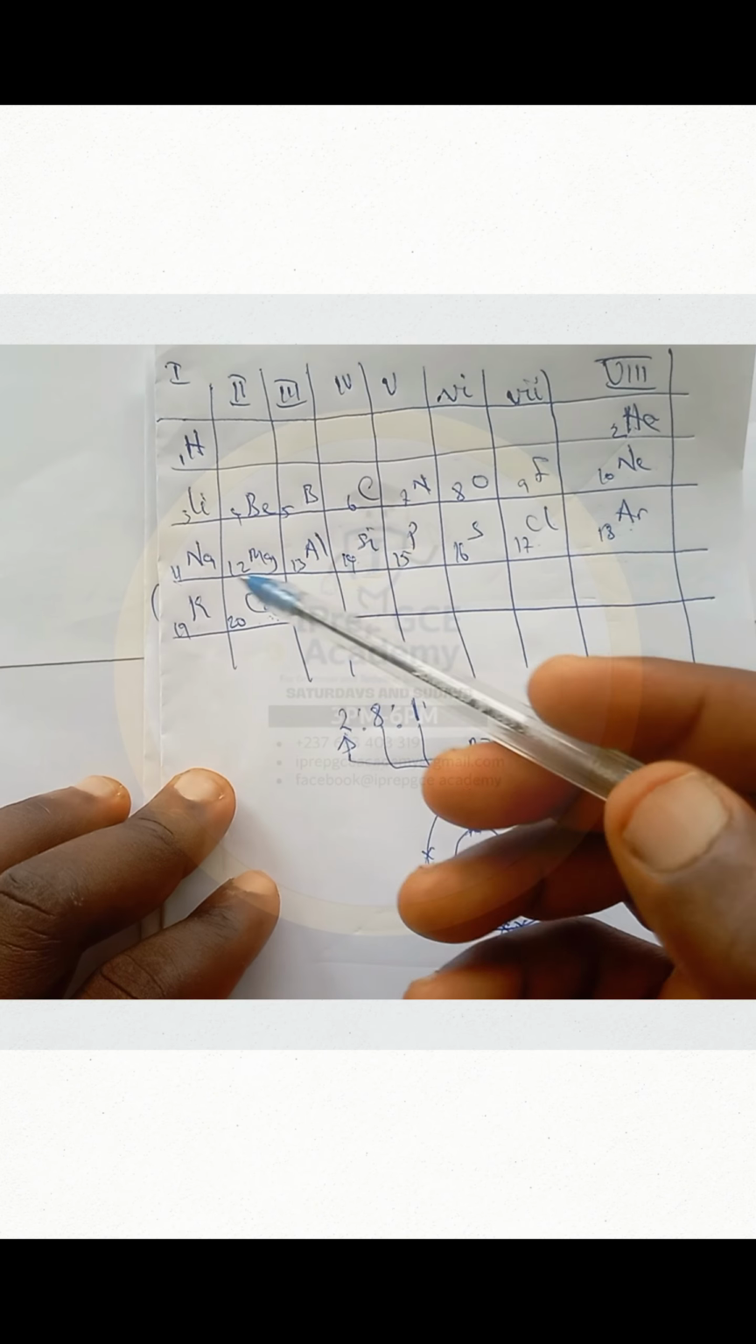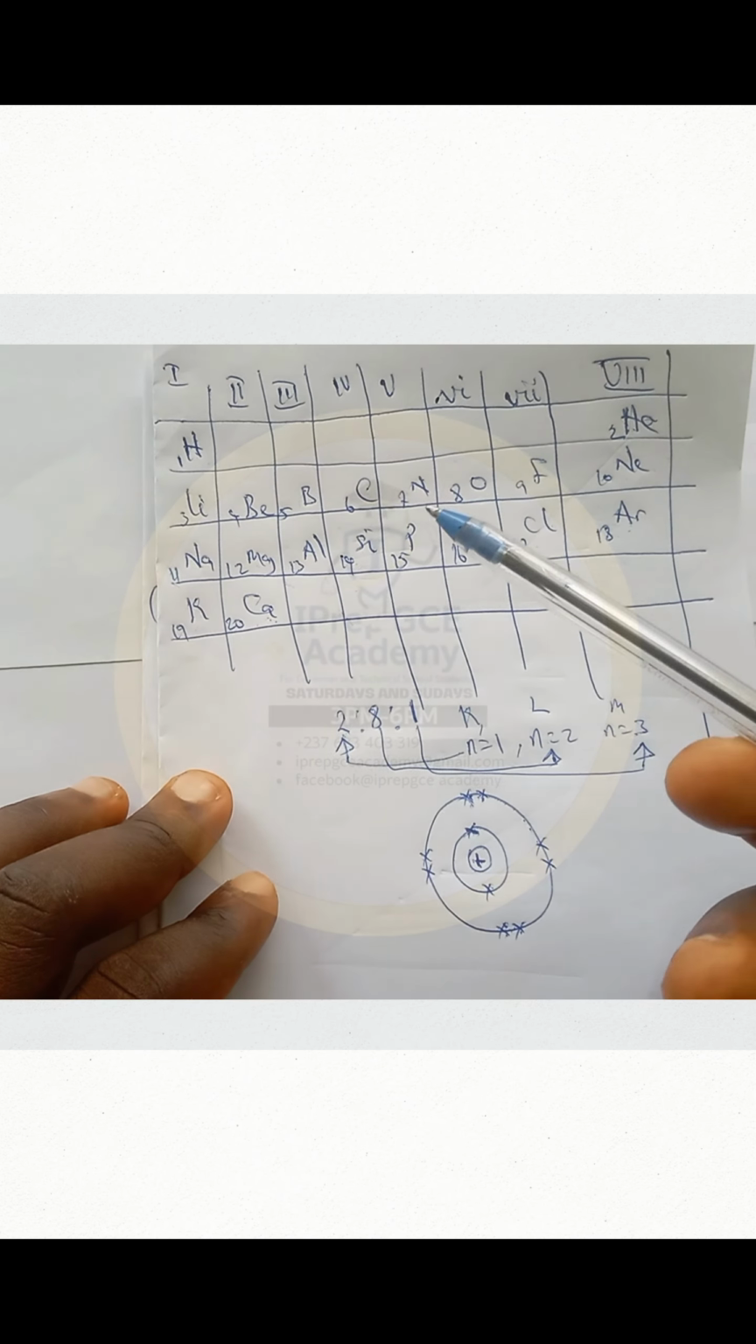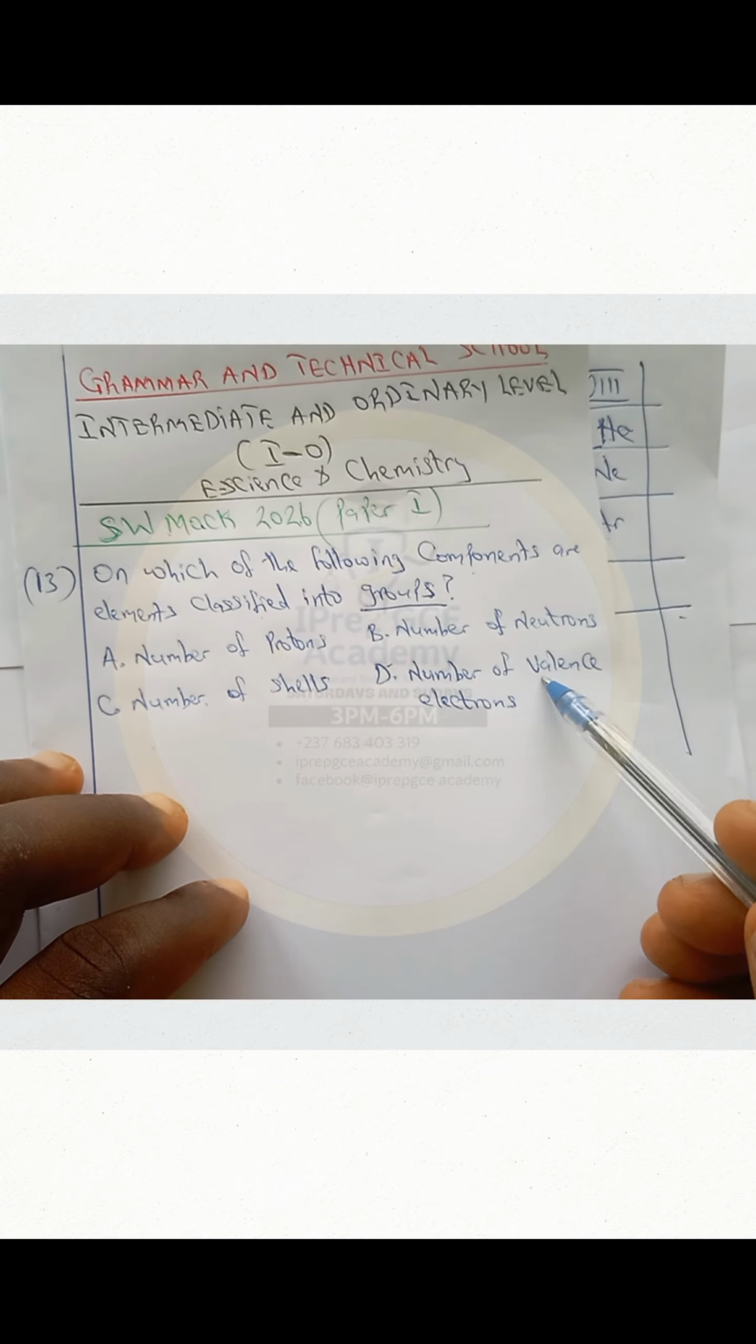But shells do not help us to group. Well, shells do tell us about reaction chemistry, but shells do not help us to group elements into groups. So what is the criteria, therefore? The last option which they gave us is number of valence electrons.